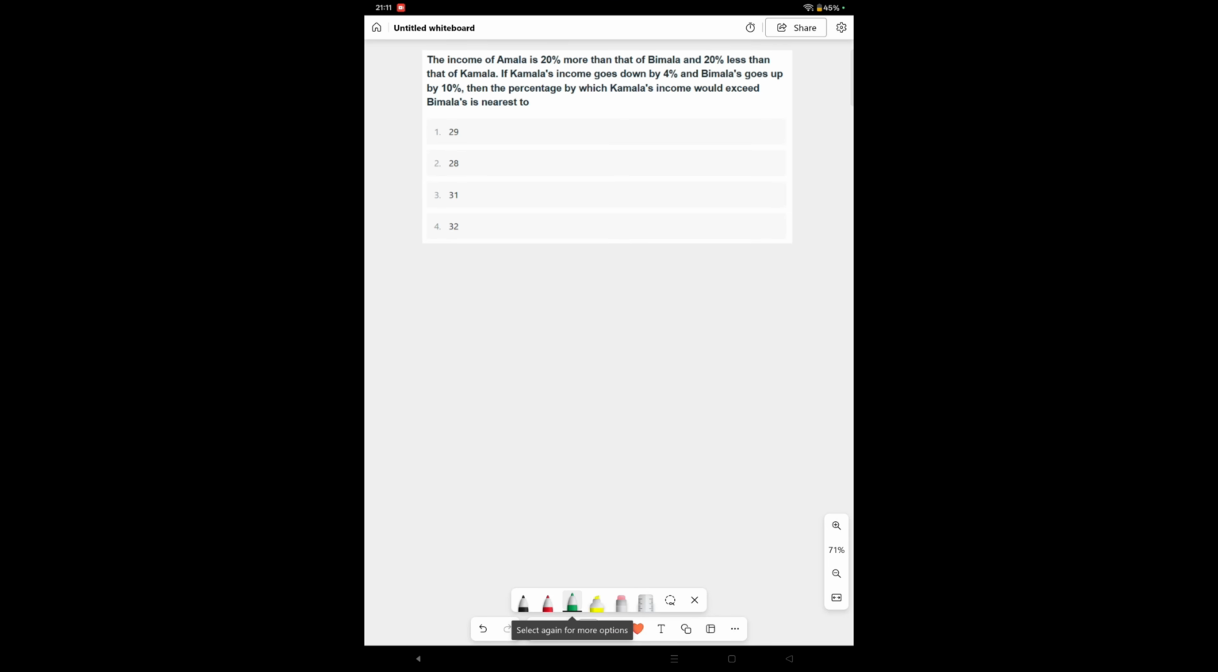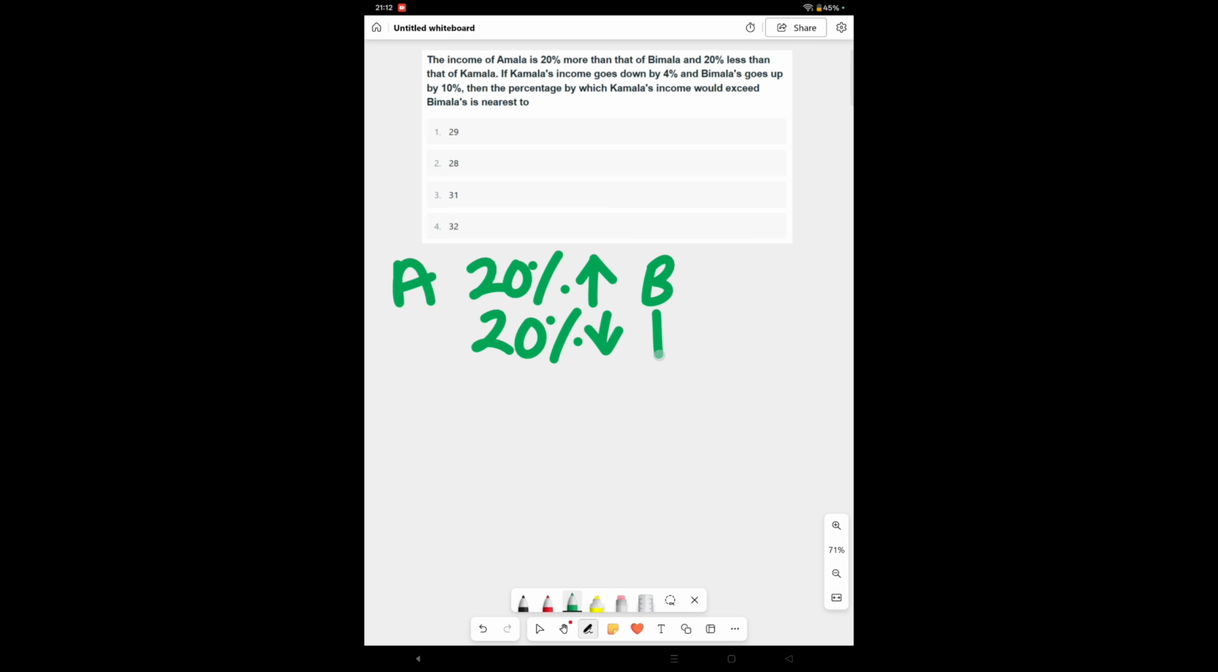Let's solve this percentage question. The income of Amala is 20% more than Bimla and 20% less than Kamala. If Kamala's income goes down 4% and Bimala's goes up 10%, find the percentage by which Kamala's income exceeds Bimla's. Okay, so the income of Amala is 20% more than Bimala, but the same income is 20% less than Kamala.